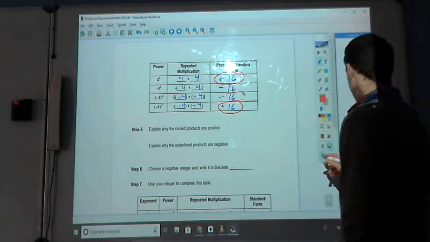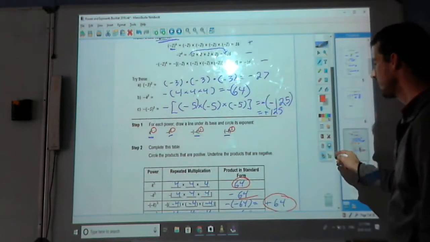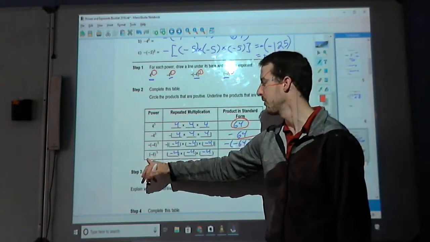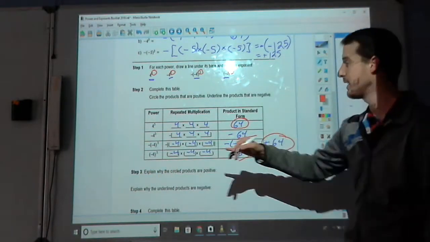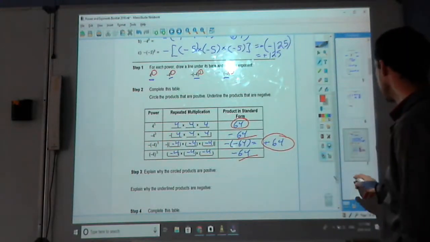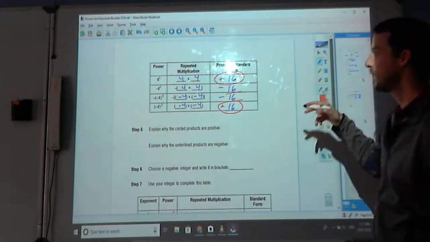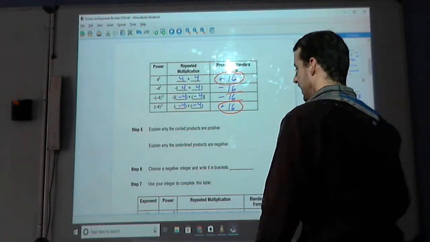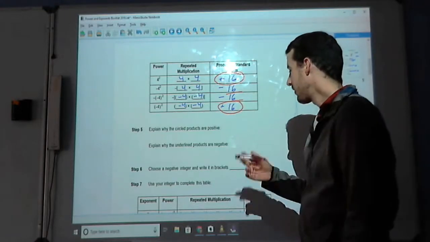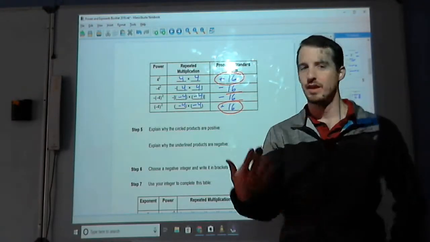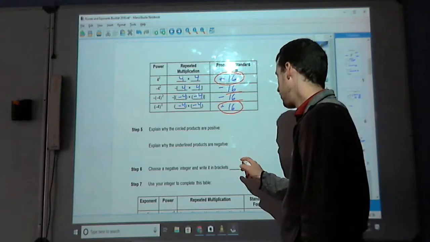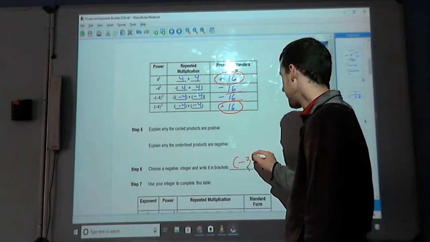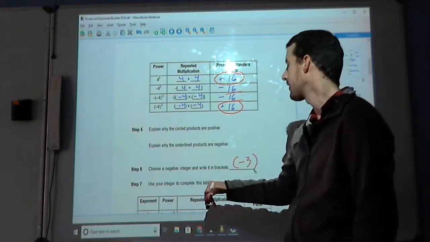Now you'll notice that this looks different from the last table, right? Here it was positive, negative, even though it was the same format for the negative, because we had a different exponent. So really pay attention to all of those pieces. Take it slow. Do not rush through your work, please. All right. So choose a negative integer and write it in brackets. So a negative integer, let's do negative 3. And then we're going to use this in our table.